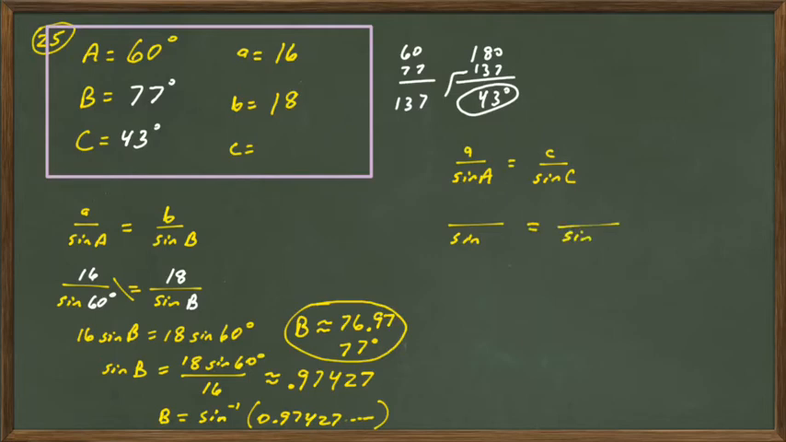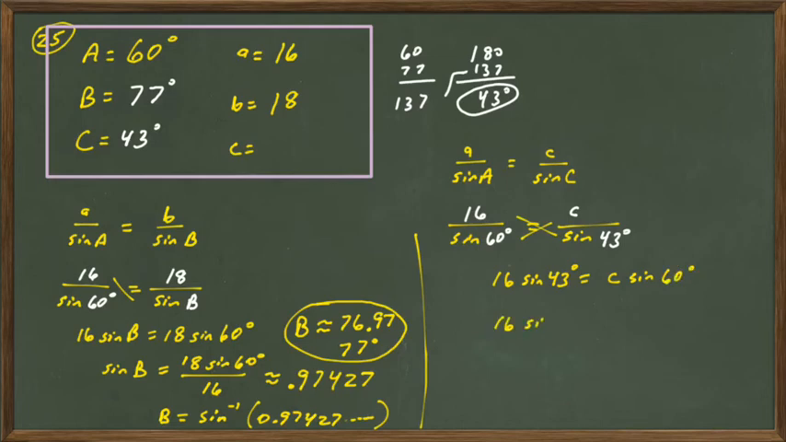You need your calculators for these problems. Side A is 16. Angle A was 60 degrees. Side C, we don't know, but we do know angle C to be 43 degrees. Cross multiply: 16 times the sine of 43 degrees equals C times the sine of 60 degrees. Now I'm going to divide by the sine of 60 degrees. If I divide by the sine of 60 degrees, it leaves me with C.